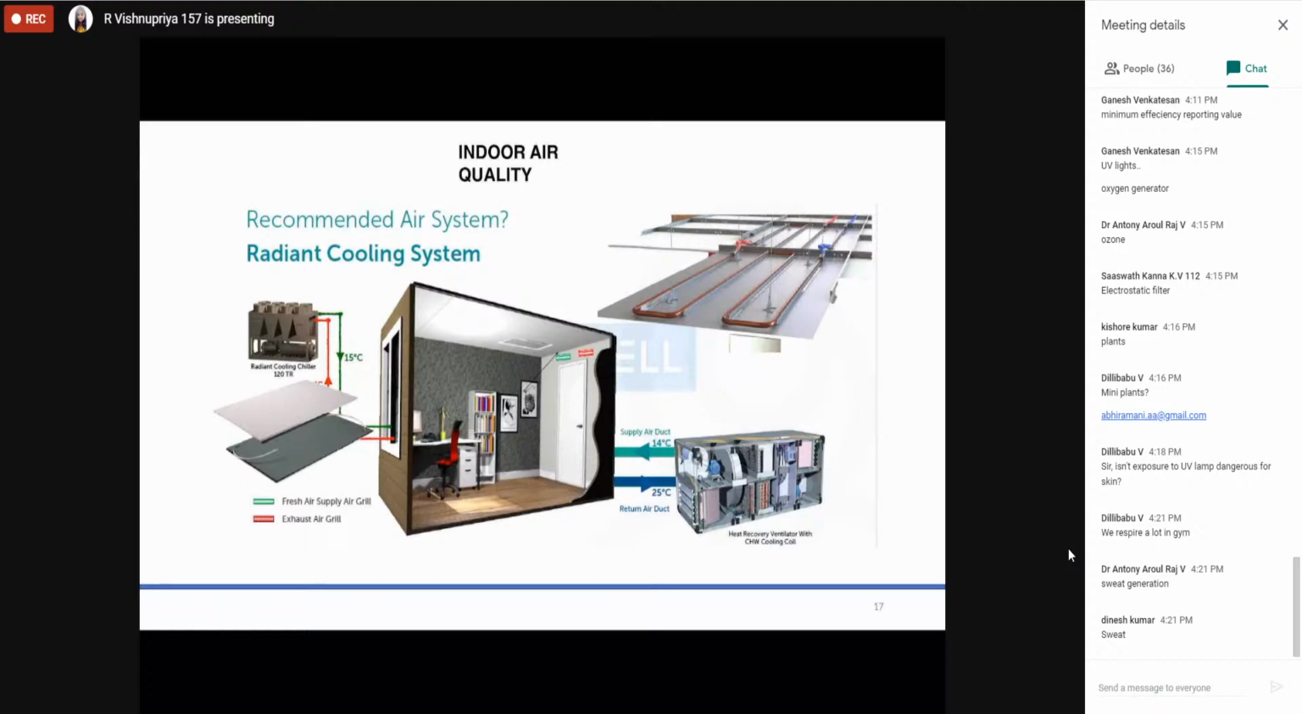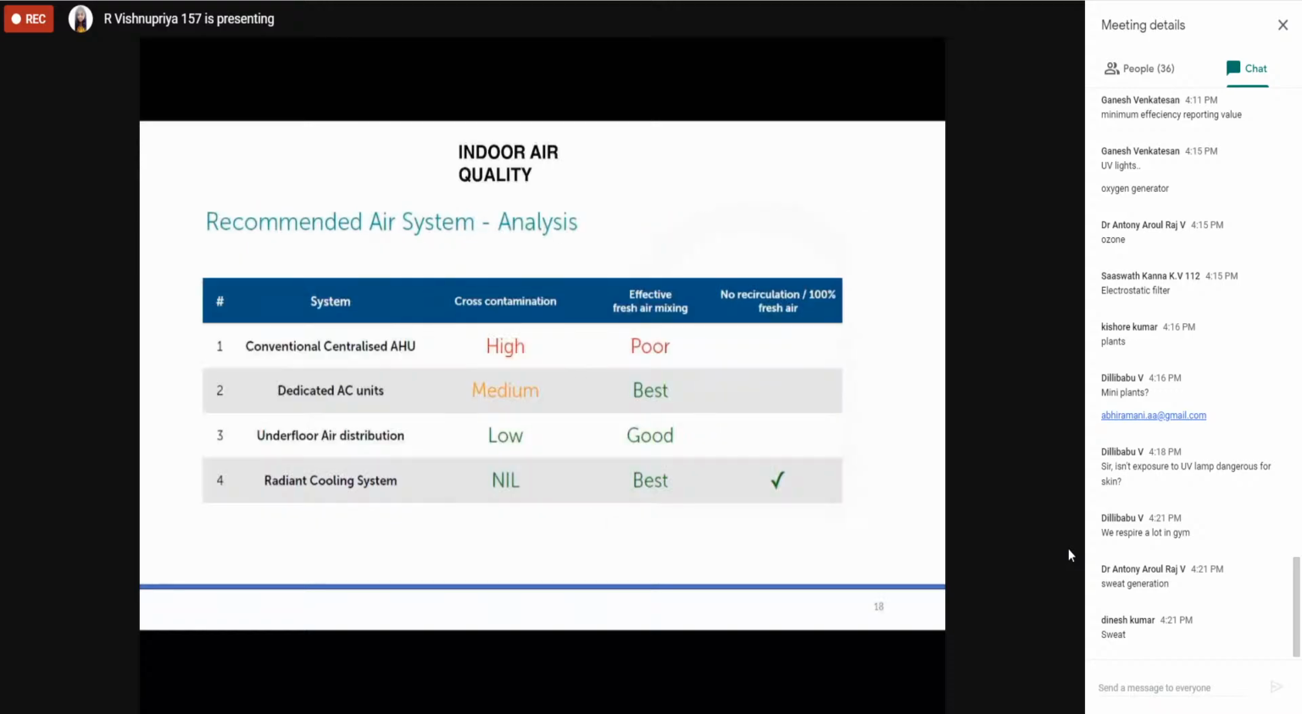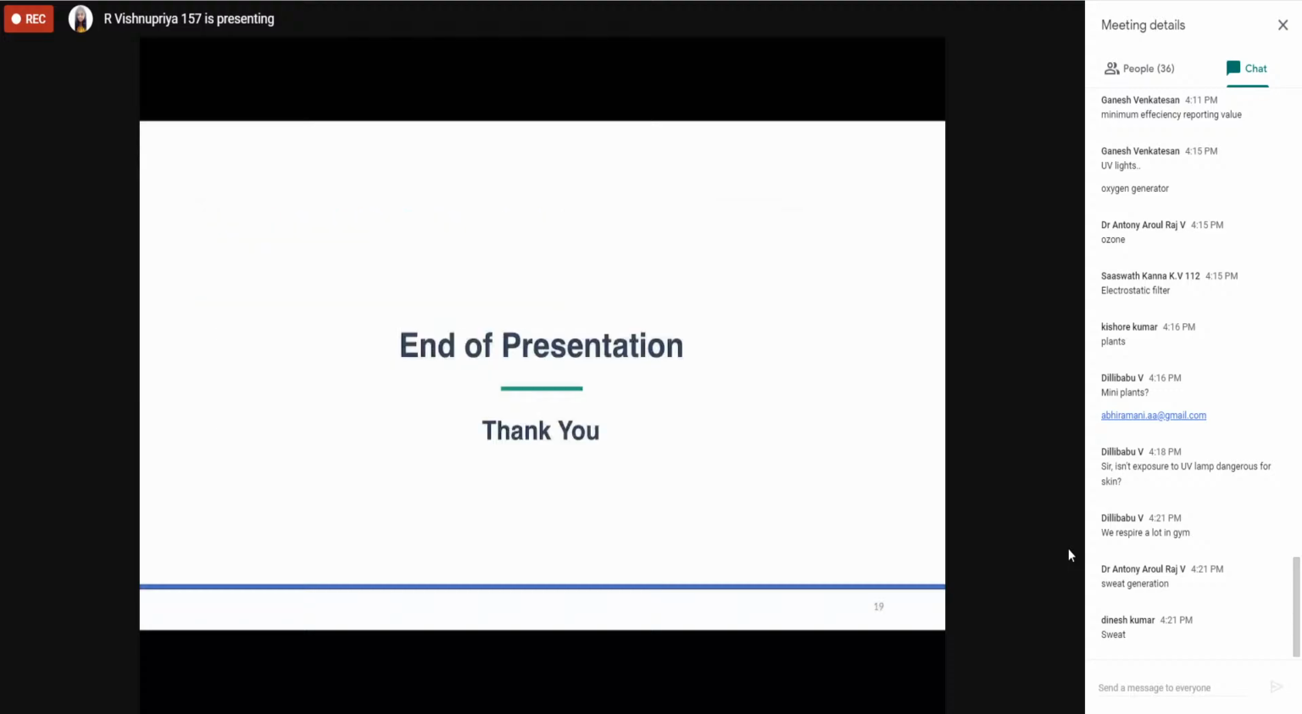Can you go to the next slide? So I was saying, cross contamination in conventional central AC is high, and effective air mixing is poor. Dedicated outdoor air system, cross contamination medium, but fresh air mixing best. Underfloor, cross contamination is low, fresh air is good. Radiant cooling, there is no cross contamination, and it's the best way. So radiant cooling is one of the best systems where we can use this. Okay, so move next.